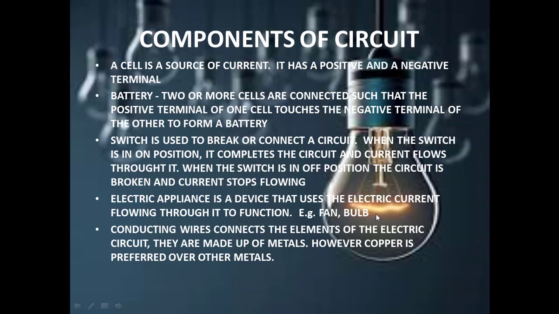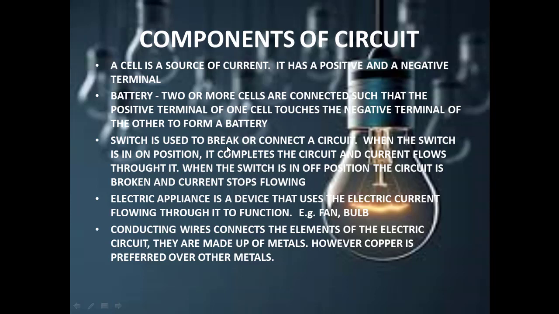Next, we'll have a glimpse of the components of a circuit, or the circuit elements. A cell is a source of current. It has a positive and a negative terminal. When there are two or more cells connected, we call it a battery. That is, the positive terminal of one cell will be connected to the negative terminal of the other.